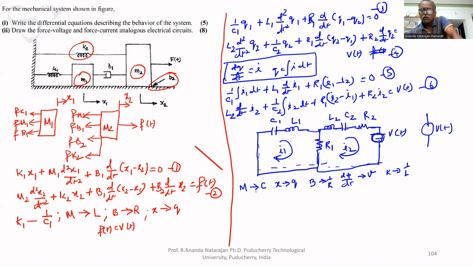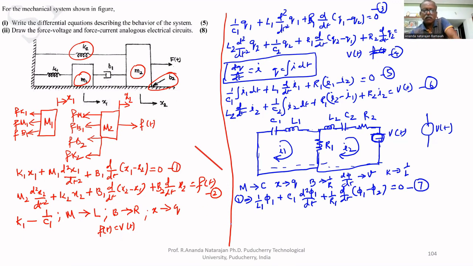If you do it like this, consider the first equation. We replace M by C and K by 1 by L. Therefore, 1 by L1 phi 1 plus C1 d square phi 1 by dt square, plus B1 replaced by 1 by R1, d by dt of phi 1 minus phi 2 equals 0. This is the seventh equation.